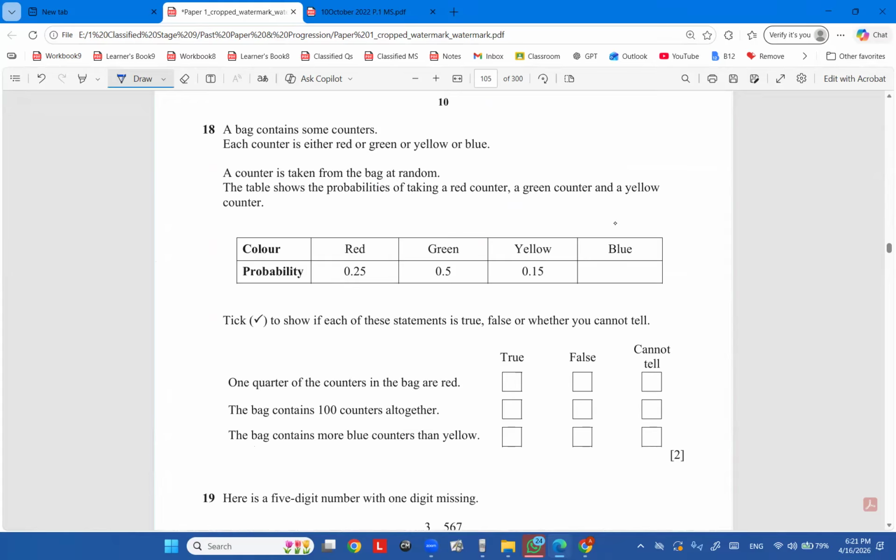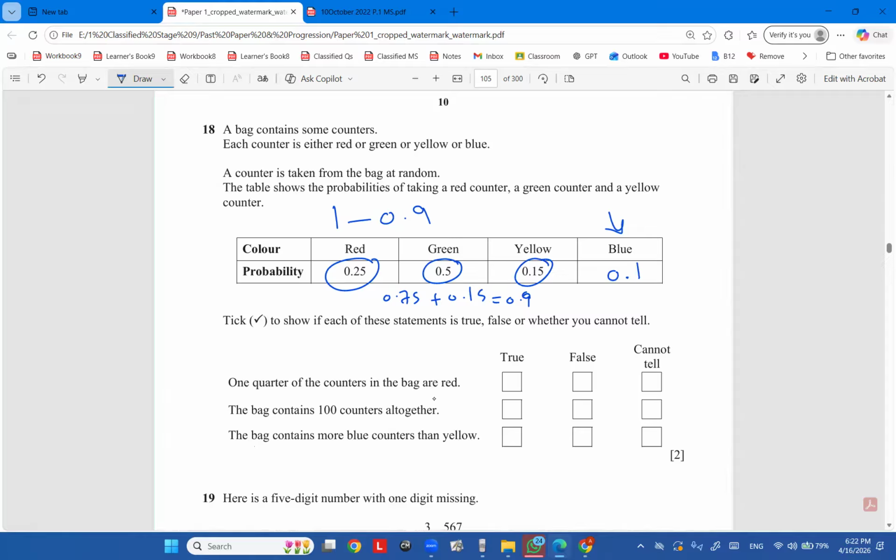Here they want you to find the probability of blue. We know that all of them add up to one whole. So you're going to need to do 1 minus 0.25 plus 0.5, which is 0.75, plus 0.15, which is going to give you exactly 0.9. So these three numbers added up, which are the red, the green, and the yellow, are going to give you 0.9. Minus them from one whole is going to give you 0.1 for the blue.